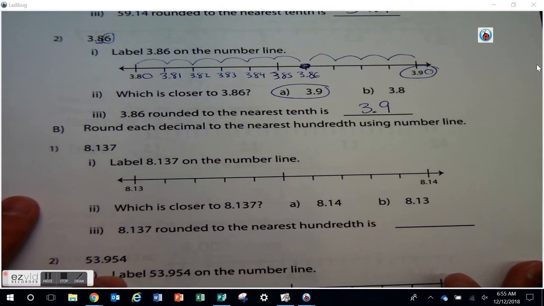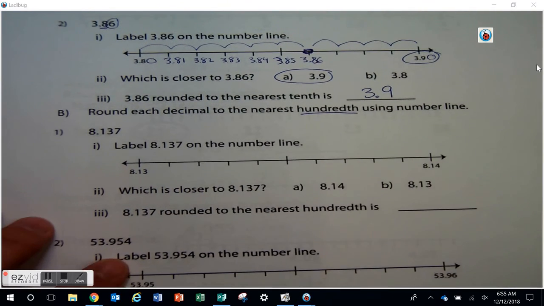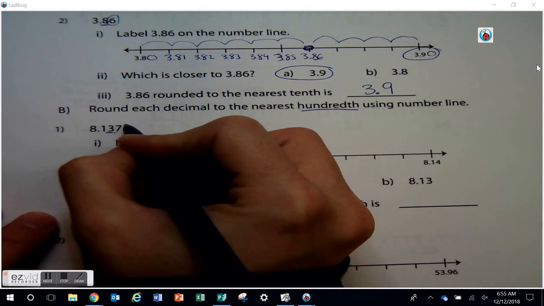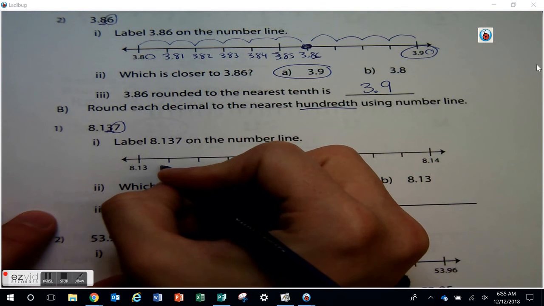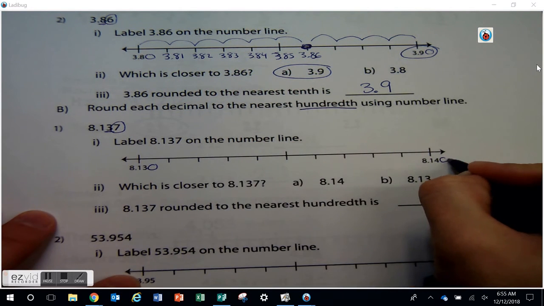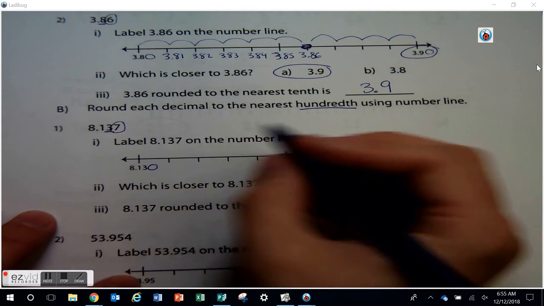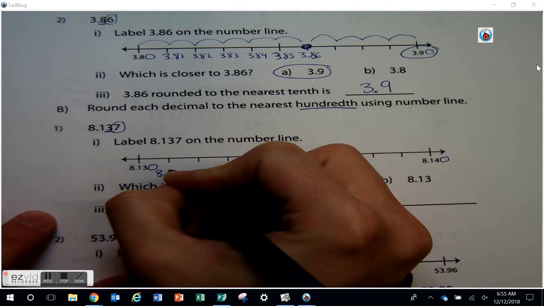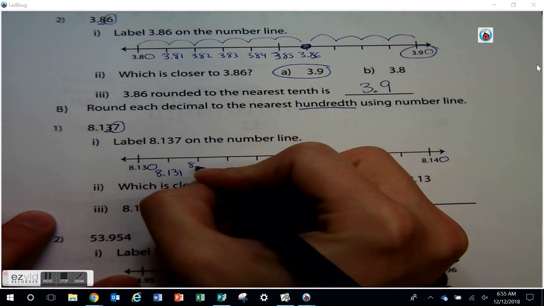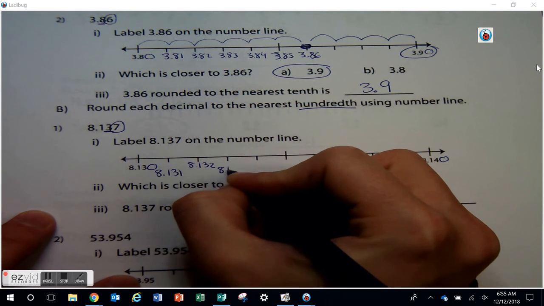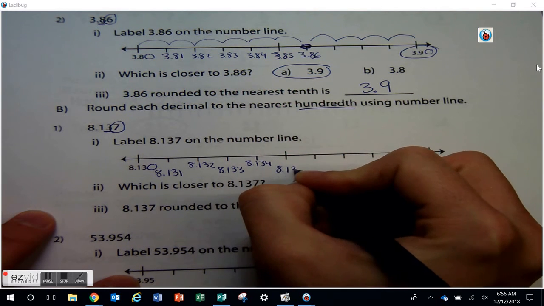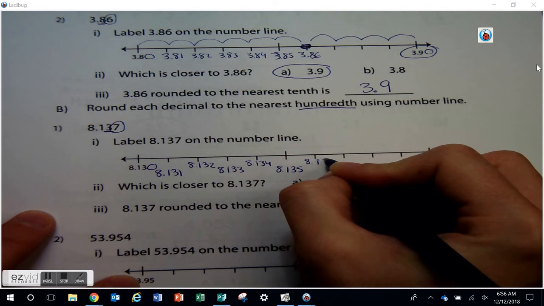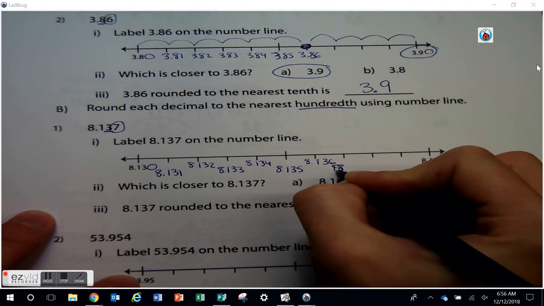Round each decimal to the nearest hundredth using the number line. So here's my hundredths place. And I'm going to decide, does that 3 stay a 3 or does it round up to a 4? I'm going to use my place value holder just so that way I can see the number a little more clearly. Here we have 8 and 131 thousandths, 8 and 132 thousandths, 8 and 133 thousandths, 8 and 134 thousandths, 8 and 135 thousandths, 8 and 136 thousandths, 8 and 137 thousandths.